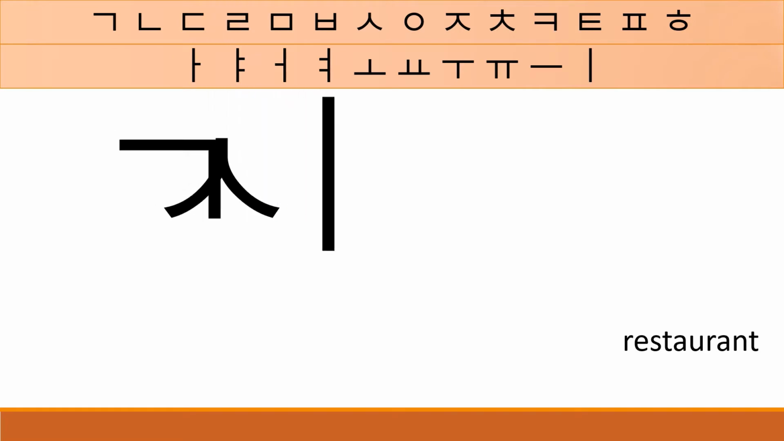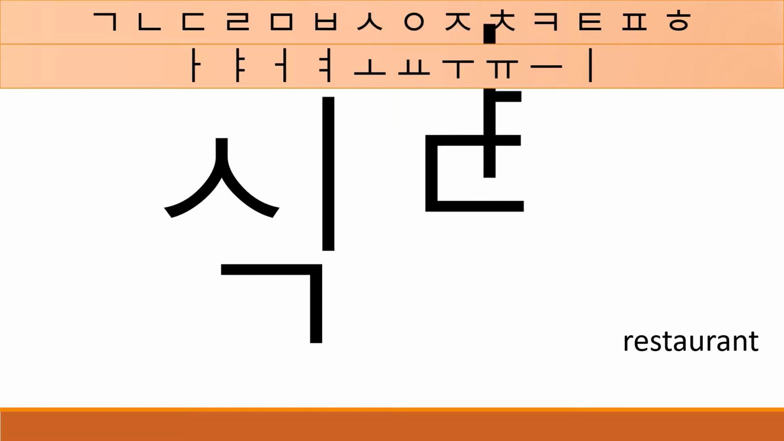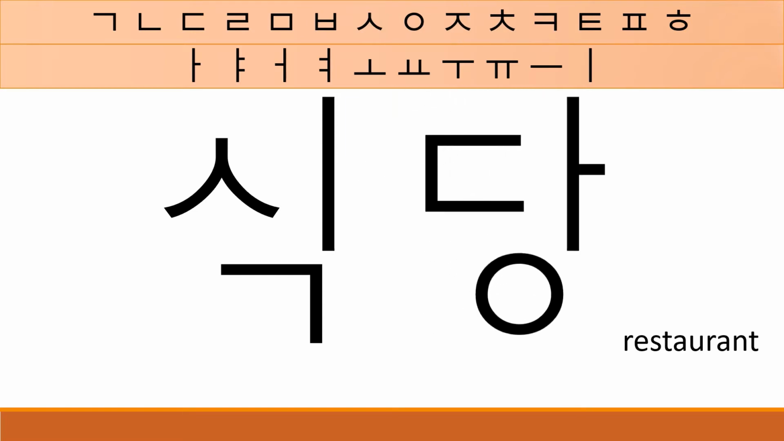Next, restaurant in Korean is 식당. Separately once again, 식당. Together, 식당. If you are ready, here comes the answer. 스 plus 이 makes 시 and 그 underneath, 식. And 드 plus 아 and a circle underneath, the ng sound.